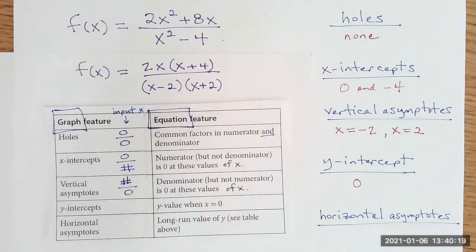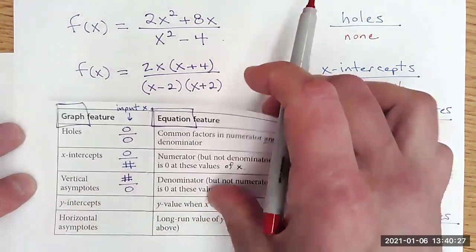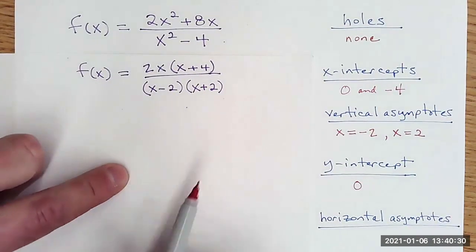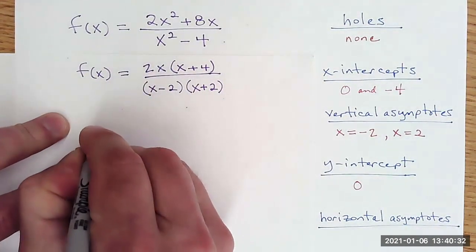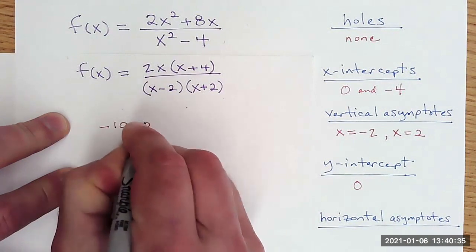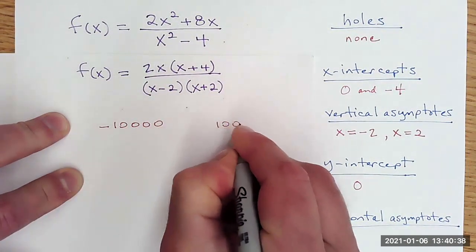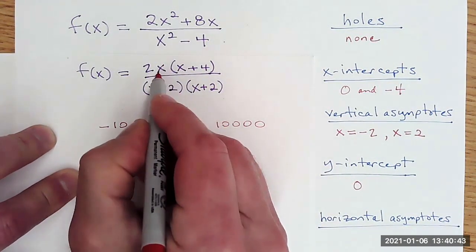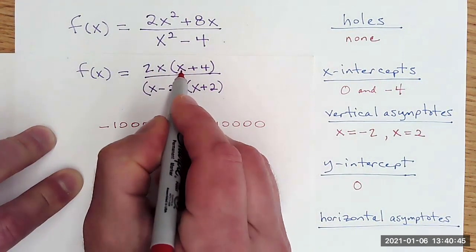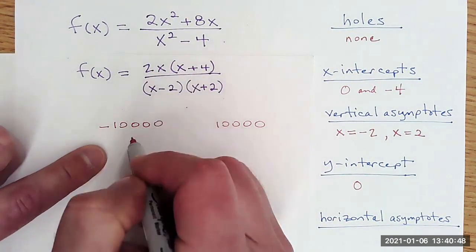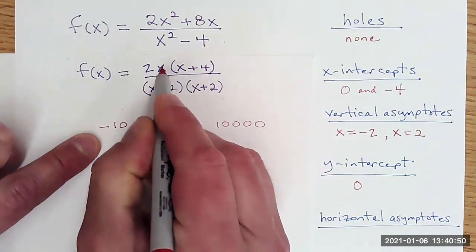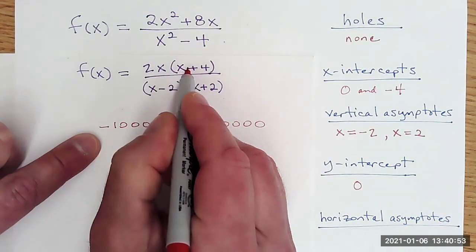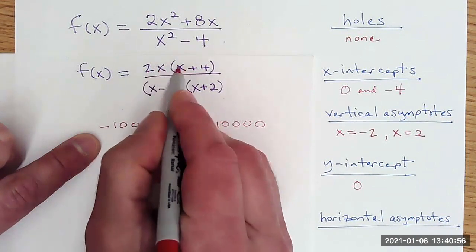And finally, horizontal asymptotes. What is the long-run behavior of y? Well, we can make a table of values. I'm looking at the long-run value of y here. So if I input values of negative 10,000 and 10,000 into y separately, negative 10,000 times 2 times negative 10,000 plus 4, which is very close to negative 10,000, I get a very large number that's positive, times 2.